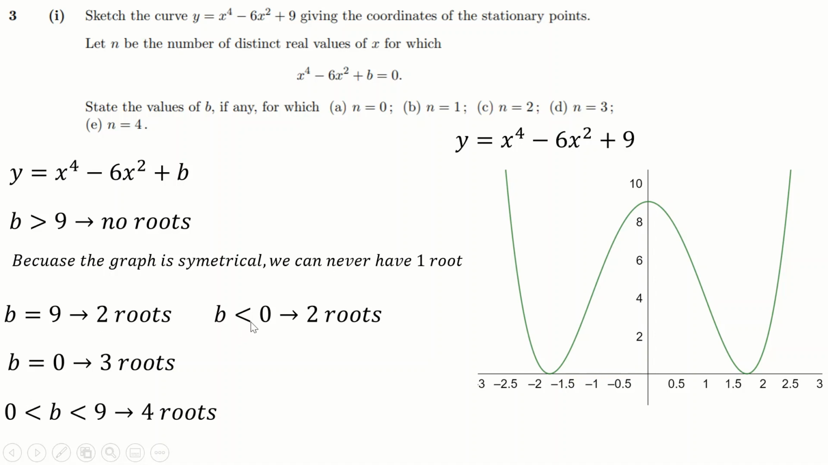So I think that covers every single number. Bigger than 9, equal to 9, between 9 and 0, 0, and less than 0. That's everything. So I've covered everything here. Like it might be wrong, it's not, but at least I've covered everything.